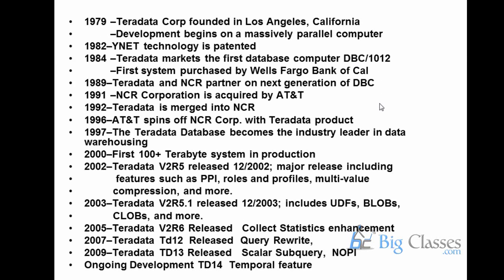And this is a little bit of history of Teradata. It started way back in 1975, and they released their first product in 1979, V1R1, basically version 1, release 1. It has undergone many changes over the years, and some of the major releases I am aware of are from V2R5, where some major features got introduced. Then in 2005 V2R6, then TD12, TD13, and then TD14. It's already given to the customers.